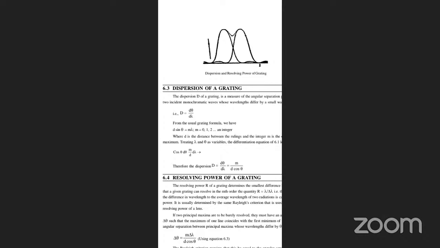d cos theta d theta is equal to m d lambda. Since d sin theta is equal to m lambda, differentiating gives d cos theta d theta is equal to m d lambda. Taking d to the right-hand side, it becomes cos theta d theta is equal to m by d d lambda.